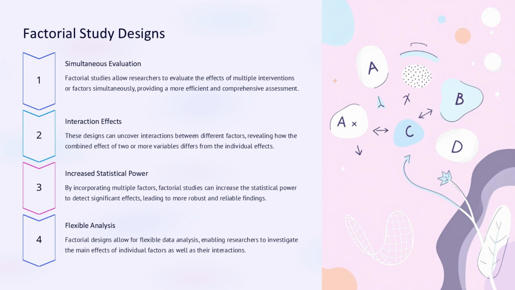Factorial designs allow for flexible data analysis, enabling us to investigate the main effects of individual factors as well as their interactions. The visual diagram on the slide illustrates a 2x2 factorial study design, clearly showing the different study arms and the concept of simultaneous evaluation.